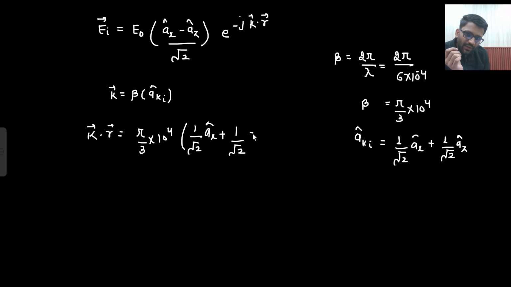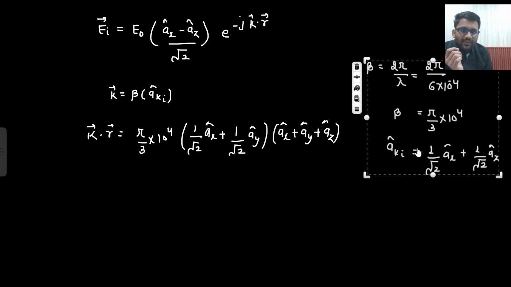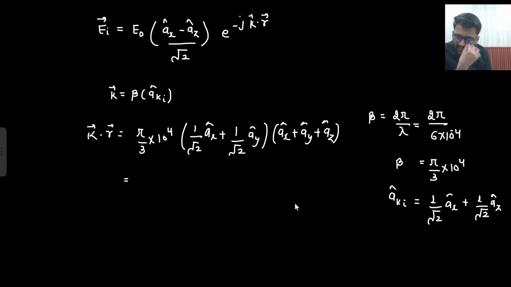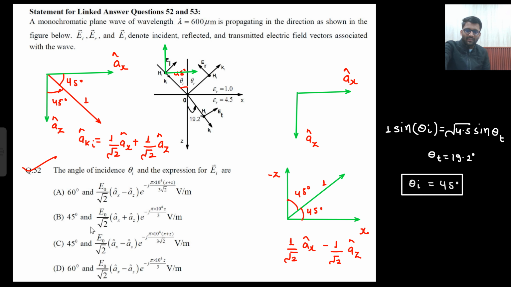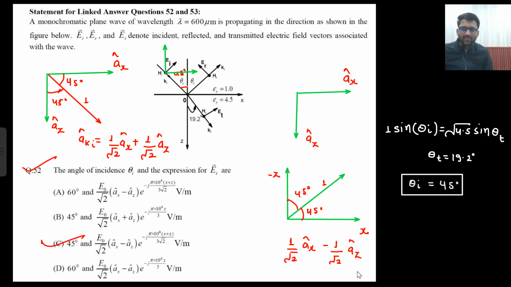By under root 2 ay cap. And what is your r vector? R vector is ax cap plus ay cap plus az cap. This is the r vector, right? From here, whatever we are getting, you can solve it. So from there you will get which option? You will get option C, which is very easy.